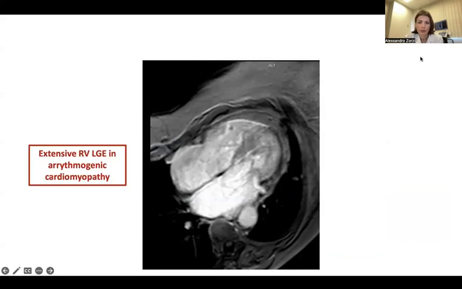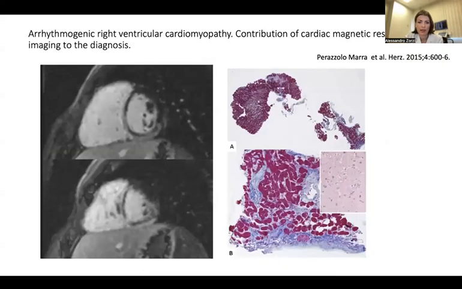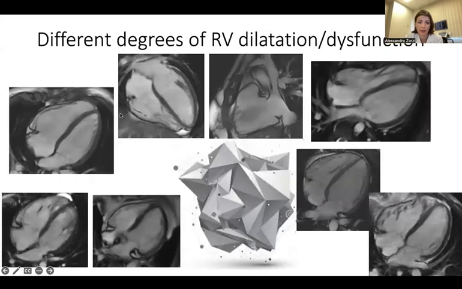Once again, cardiac magnetic resonance really helps the diagnosis of arrhythmogenic right ventricular cardiomyopathy. Here you can see the MRI of the patient, and this is the biopsy. And from the biopsy, you can see the whole amount of fibrosis of the RV, which we could identify in the images that we had as well.